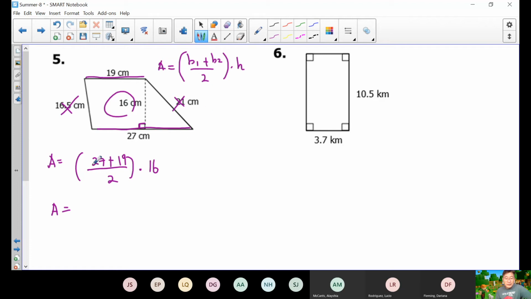Okay, so when you add it, 46 divided by 2 times 16. And when you do this, it is 23, right? Times 16. That's it. Let me calculate it. 23 times 16. 368. The unit: centimeter square. And that's the answer.